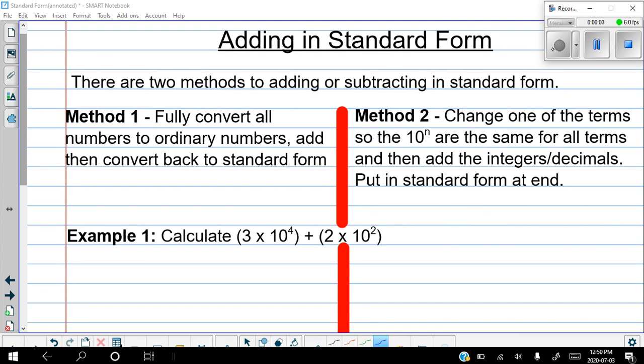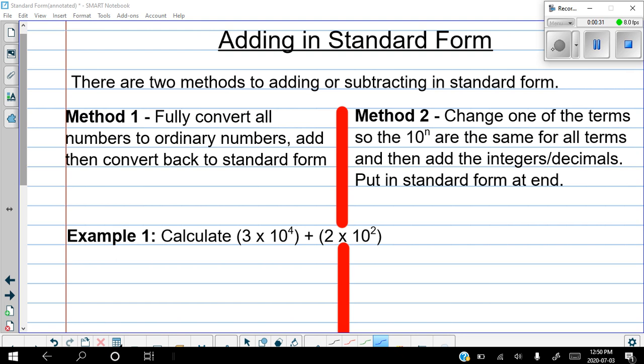We're going to look at adding in standard form today. There are two methods for both addition and subtraction in standard form. Today we're just going to look at addition, and we're going to look at both methods though. It's all preference. They're both completely fair methods, fair game. You don't have to use one, or you can use both, you can use one, you can use the other, as long as you get the right answer and you show your work. That's all that usually counts.